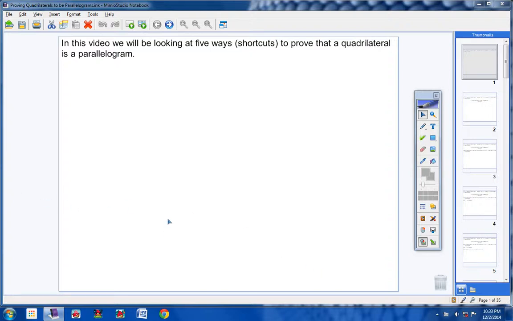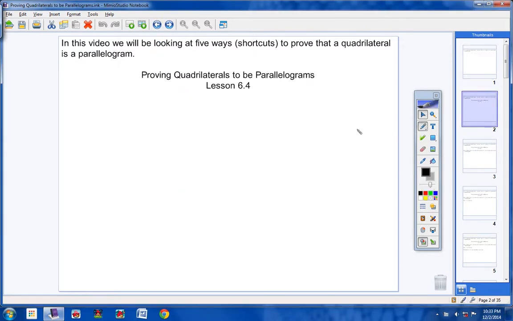In this video, geometry students will be looking at 5 ways, shortcuts, to prove that a quadrilateral is a parallelogram. Okay? So here we go. Your heading for today is proving quadrilaterals to be parallelograms. Okay? Proving quadrilaterals to be parallelograms, lesson 6.4.